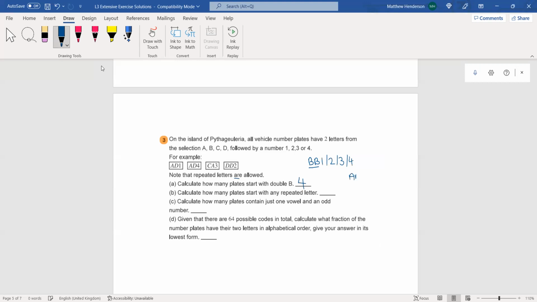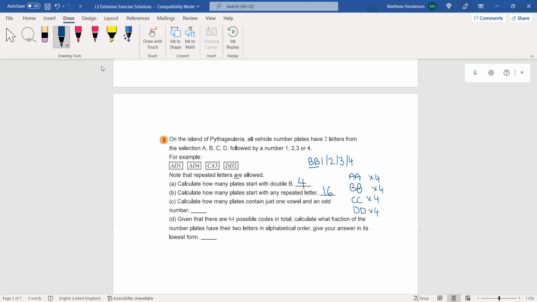We could have AA, which is going to give us 4 combinations, whether we choose 1, 2, 3, or 4. We could have BB, which we've already decided has 4 combinations. We could have CC, giving us another 4 combinations. And finally, we could have DD, giving us another 4 combinations. So in total, we've got 16 different ways to have a repeated letter as our number plate.